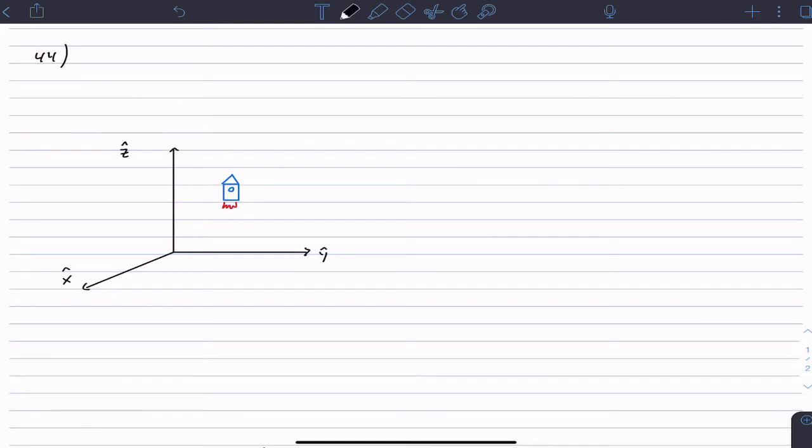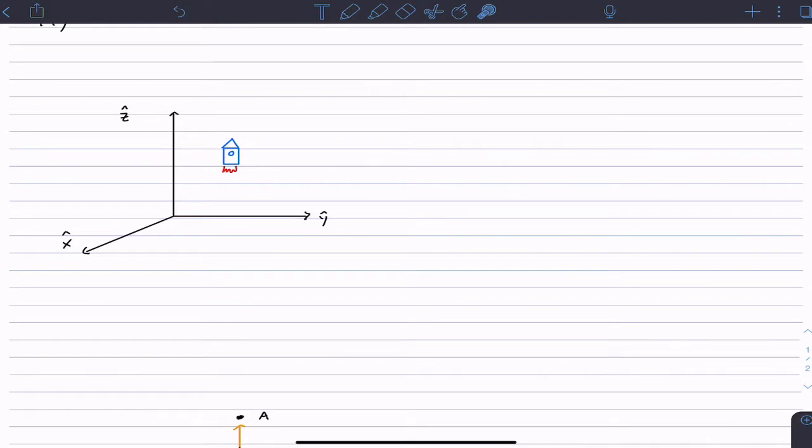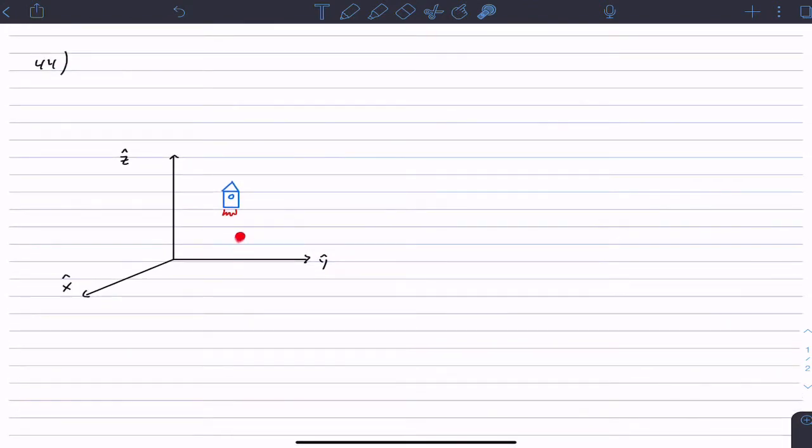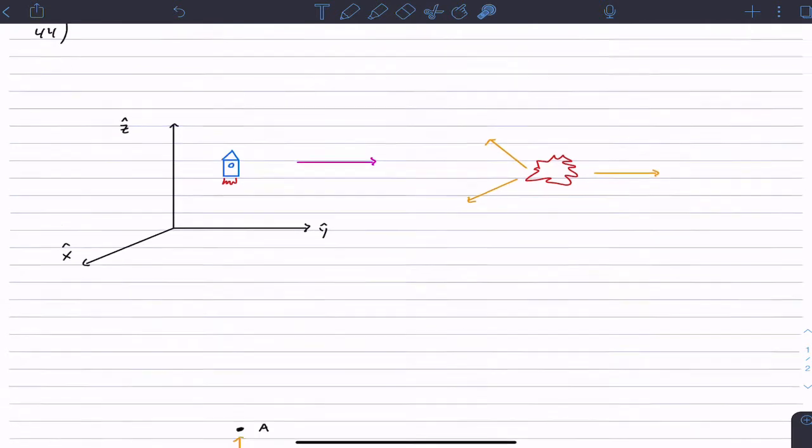Okay, so discussion 17, problem 44. We're given that a rocket is traveling up, and so this thing is going up in the z-hat direction. And that's where all of its momentum is. Nothing is really happening in the xy plane here. And then something is going to happen. It's going to explode. So it travels up, and then it explodes into 3 pieces.